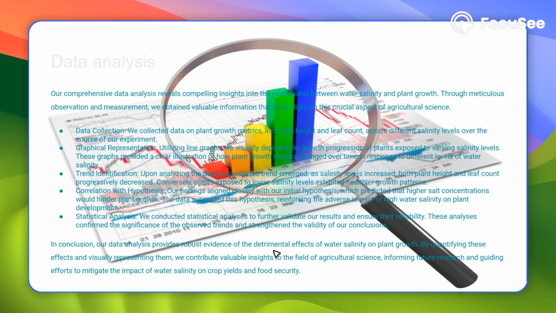Upon analyzing the data and plotting it in Python with my data set, a consistent trend emerged: as salinity levels increase, both plant height and leaf count progressively decreased, and statistical analysis was determined. And in conclusion, our data analysis provides robust evidence of the detrimental effects of water salinity on plant growth.